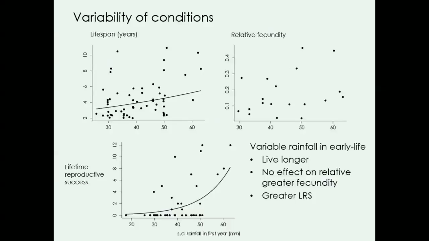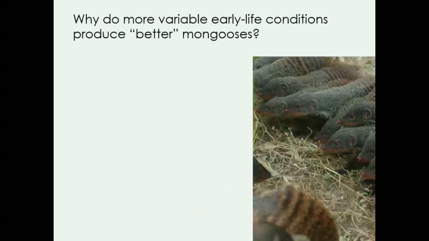And this is a bit puzzling because we know that more variable conditions are associated with lower food abundance. And similarly, rainfall influences body mass quite strongly. So classically, you might predict an effect in the opposite direction. So why might this be? Why do these more variable conditions seem to produce better mongooses?